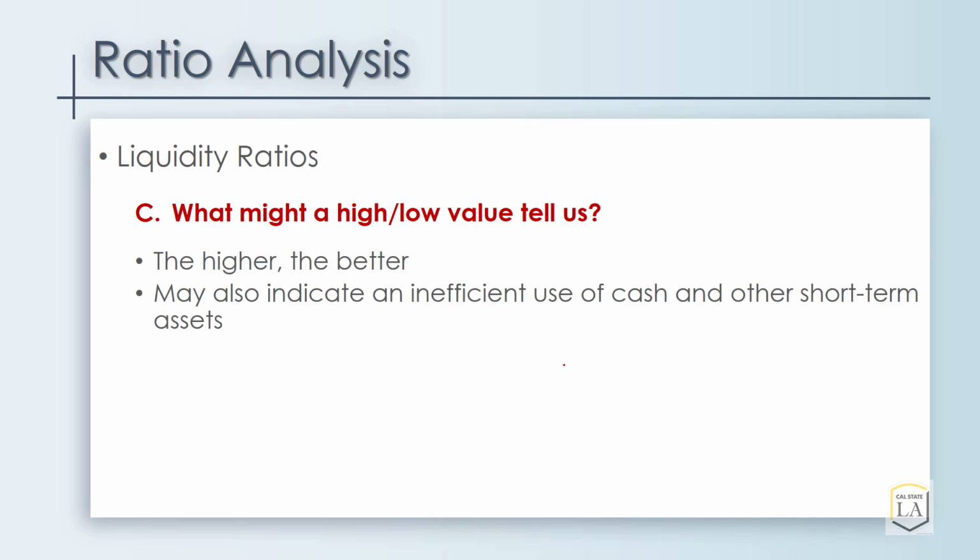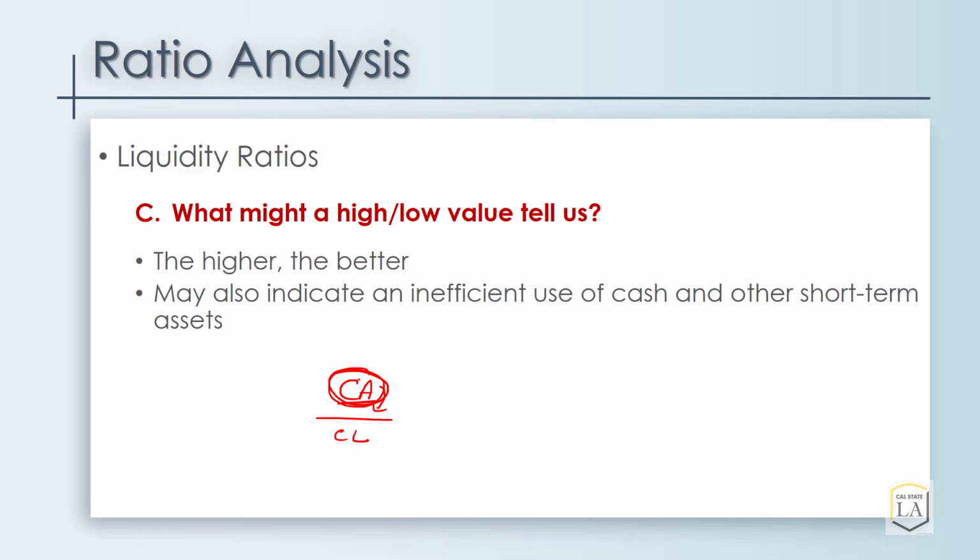So what might a high or low value tell us, or is it better to have a higher or lower number? In general, the higher the better. The more current assets you have so that you will be able to pay off your short-term bills, the better situation, or the healthier your firm's situation is. But is it always better to have a very high number? I would doubt that. The reason is, what that means is you have a tremendous amount of current assets, or maybe a tremendous amount of cash sitting there idle on your balance sheet.